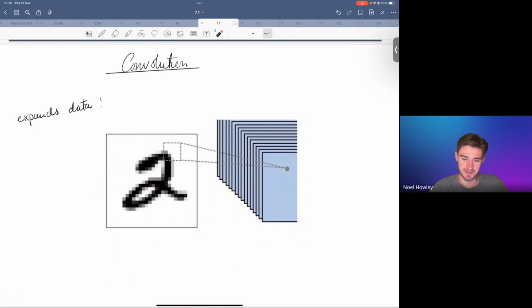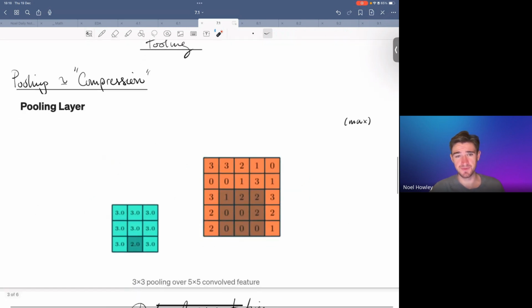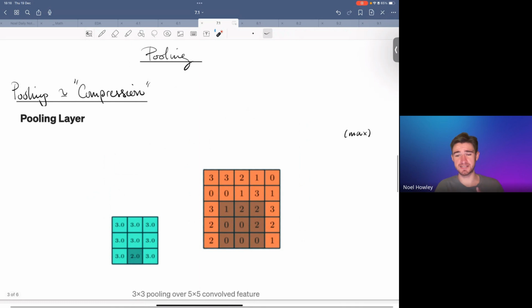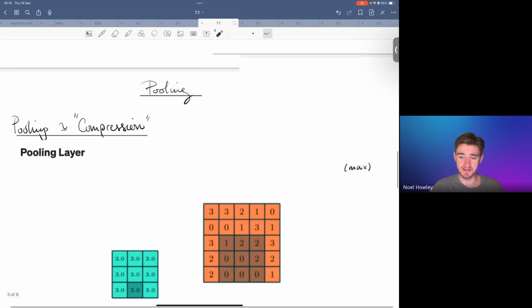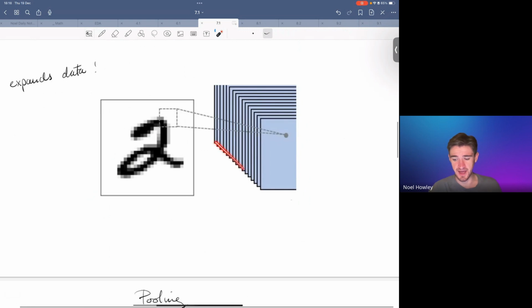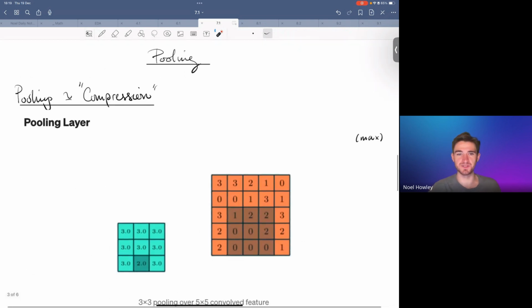Okay. So what often goes hand in hand with a convolutional layer, because of this, is a pooling layer. Now, a pooling layer compresses our data. It helps us to reduce how many of these images are being kept and stored to be trained on, which is really important.